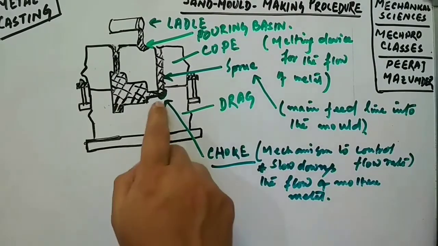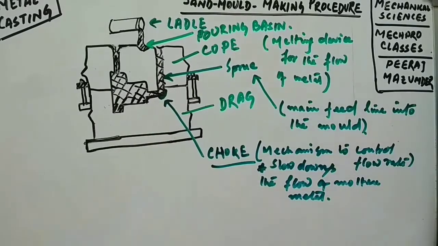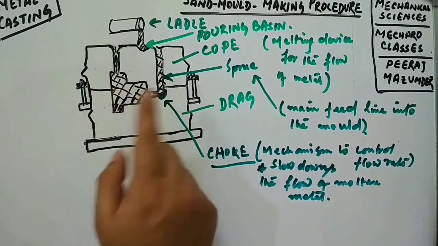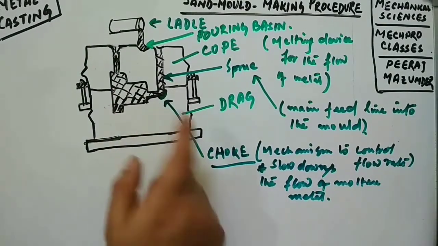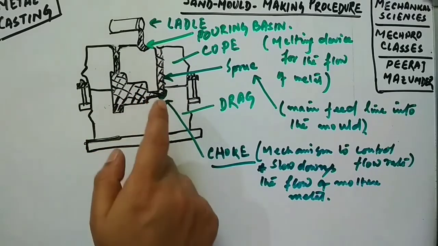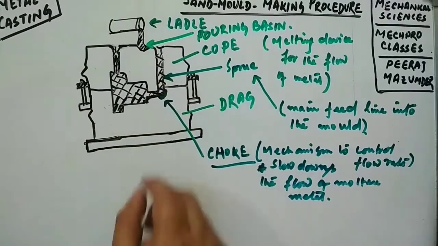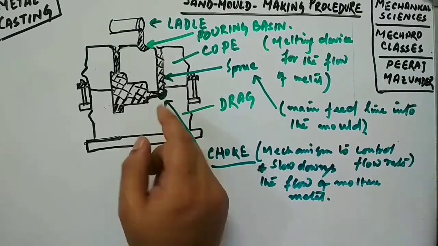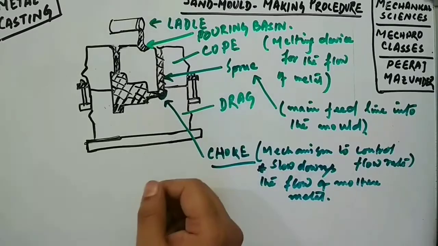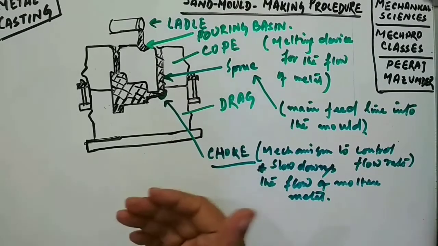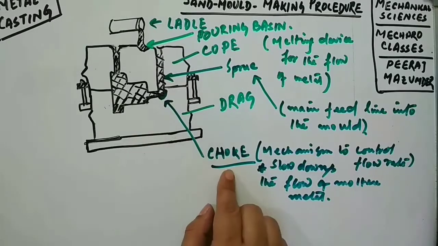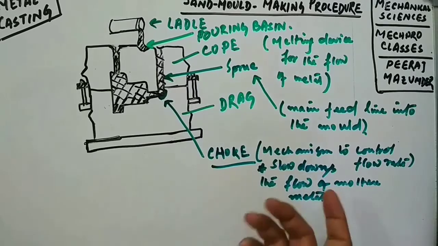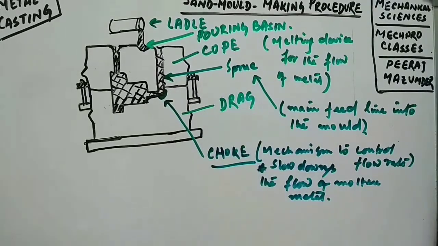The choke is this portion, where the cross section area is the least in this total structure of the molding cavity. And what happens when the molten metal is coming to this vertical structure, it comes with a velocity. Now somehow you want to slow down the velocity, then the choke comes into action. So choke's function is to control flow rate, as well as it also slows down the flow of molten metal as well.